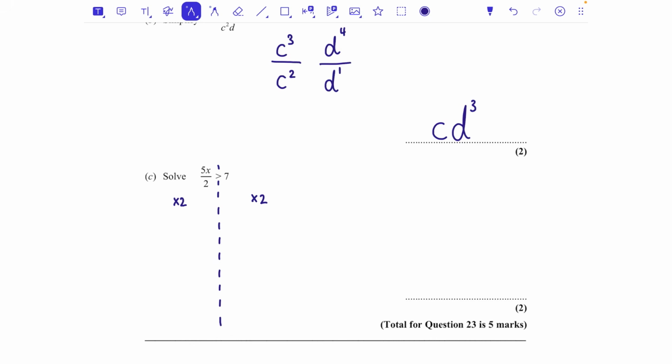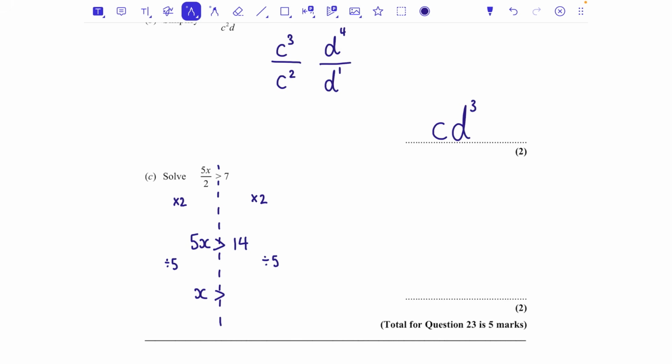Now that gets rid of that on the left, so we're just left with 5x. And on the right hand side, it becomes 14. Now 5 lots of x is bigger than 14. So what about getting that x on its own? And we're going to do that by dividing both sides by 5. So x is greater than, now don't forget you've got a calculator here, so you can just use your calculator, and 14 divided by 5 is 2.8.